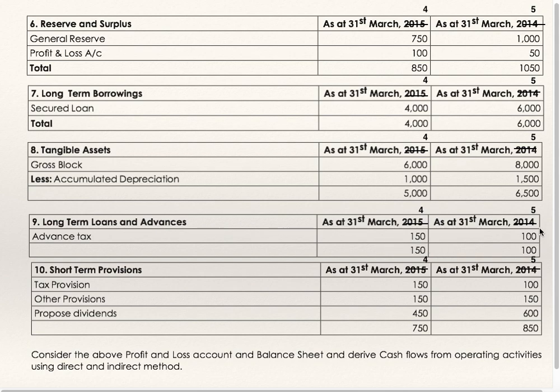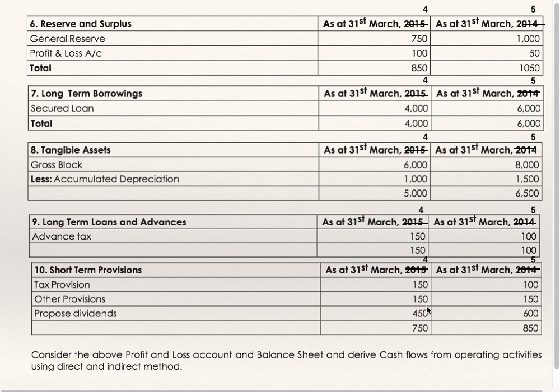As advance tax is given, closing advance payment of tax is 100. This will be shown as outflow in the operating activity. Then you don't have to bother about provision for taxation. Direct advance payment of tax is to be shown as outflow. Tax provision, other provisions, opening and closing are same.